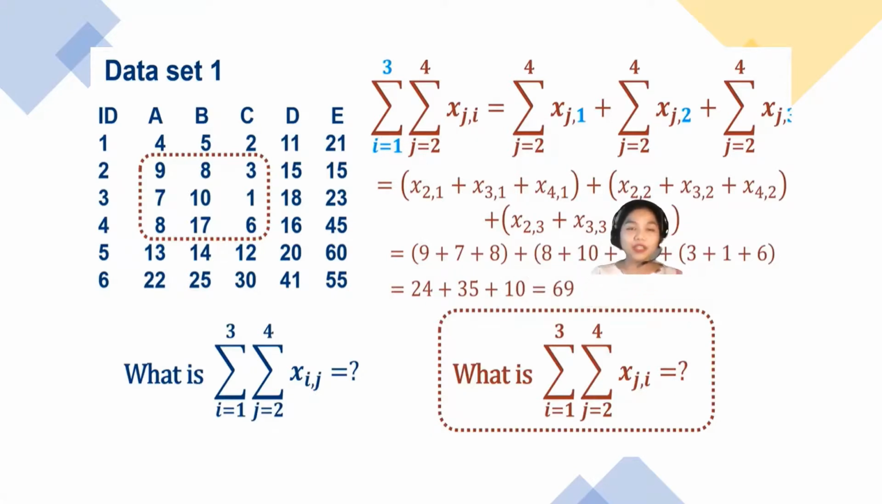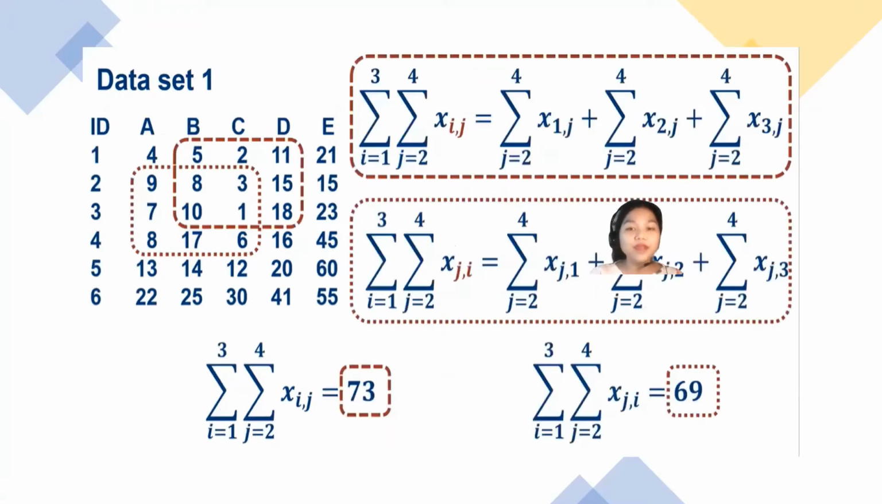So the answer for the double summation of xji as i goes from 1 to 3 and j goes from 2 to 4 is equal to 69. So that is the difference. Okay? So our first equation or first summation states xij, i goes from 1 to 3, j goes from 2 to 4. This is the rectangular dashes, and the answer here is 73.